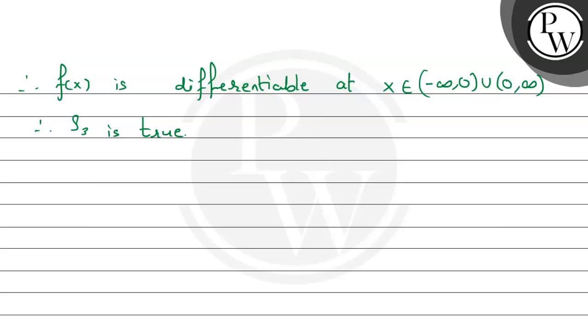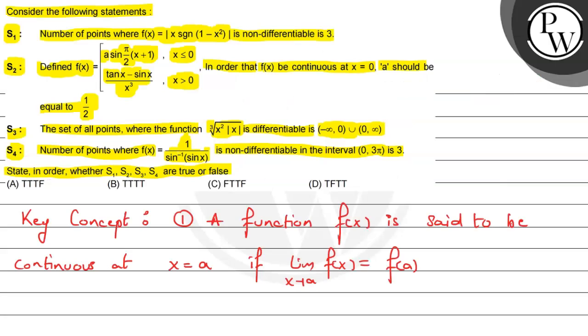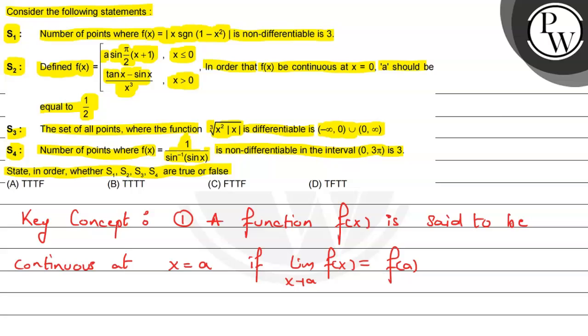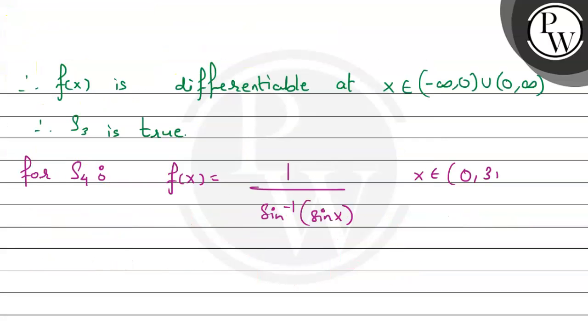Now lastly let's check S4. For S4, now the statement S4 says कि number of points where fx equals to 1 divided by sine inverse of sin x is non-differentiable in the interval 0 to 3 pi is 3. अब यहाँ पर फंक्शन क्या है हमारे पास, fx is equal to 1 divided by sine inverse of sin x and interval is x belonging to कहाँ से कहाँ तक, 0 से 3 पाई, ओपन इंटरवल 0 से 3 पाई.